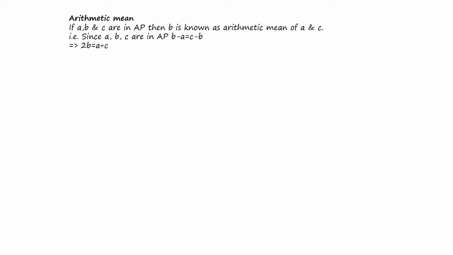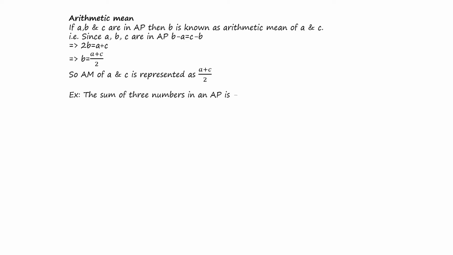Let's learn about arithmetic mean. What is arithmetic mean? It says if A, B, and C are in AP, then B is known as the arithmetic mean of A and C. That means since A, B, C are in AP, B minus A equals C minus B, or twice of B equals A plus C, or B equals A plus C whole divided by 2. So the arithmetic mean or AM of A and C is represented as A plus C whole divided by 2.